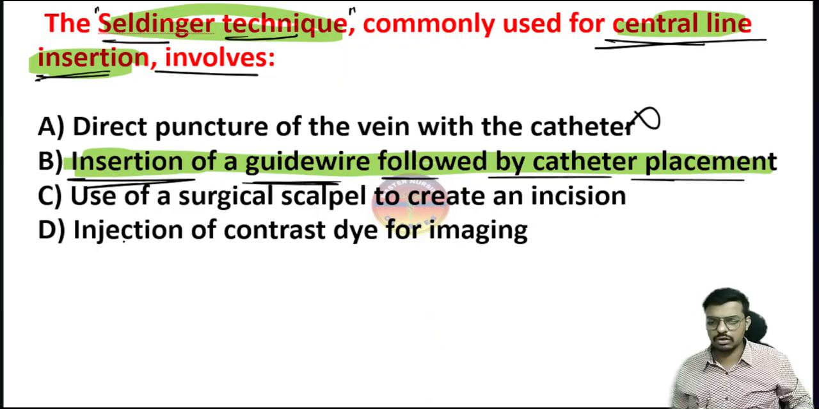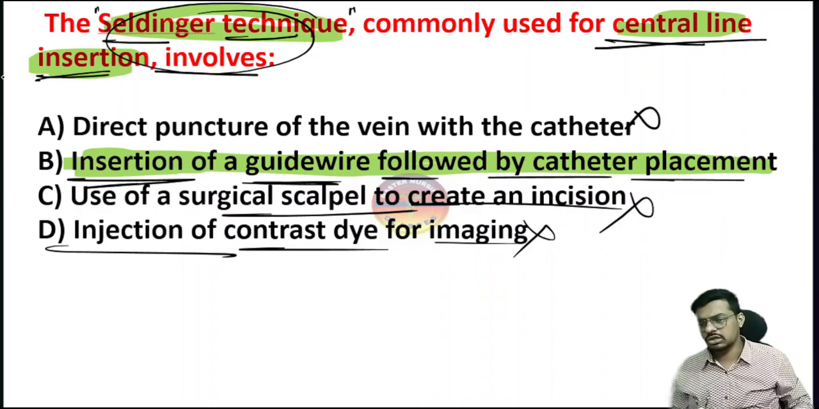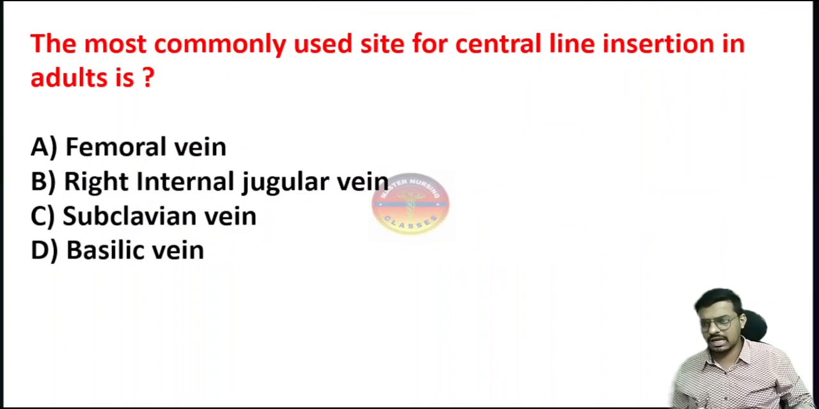Very importantly, here option C is telling use the surgical scalpel to create the incision. It's not that useful. Injection of the contrast dye for imaging, this is not the Seldinger technique. So the correct answer for this question is option B. Okay, so it's clear, I think.